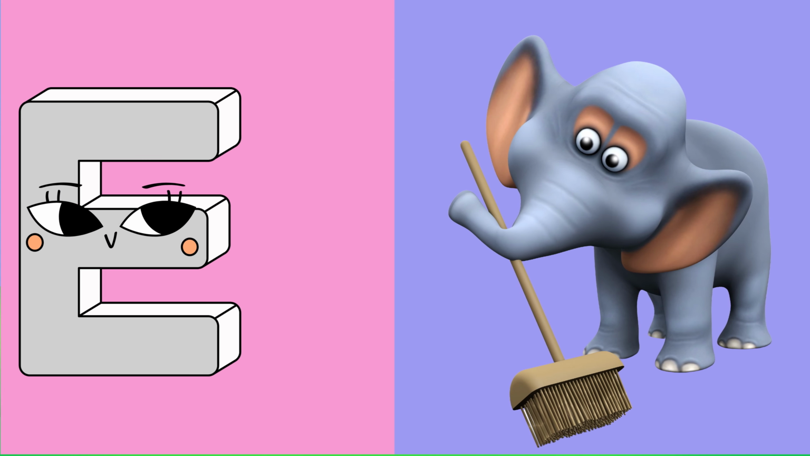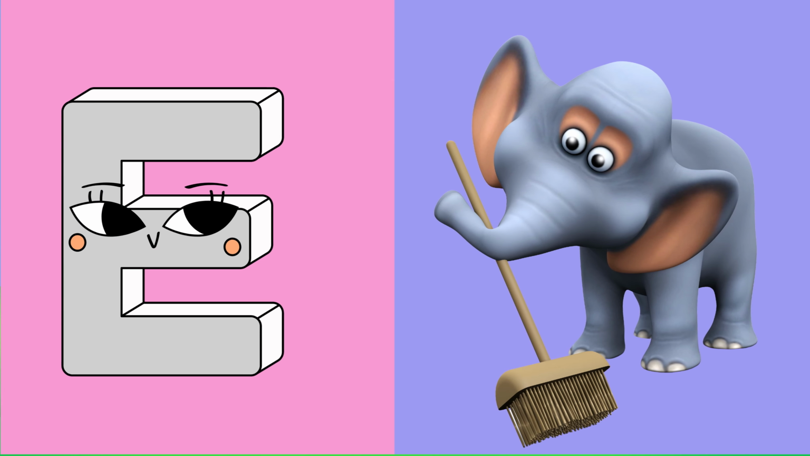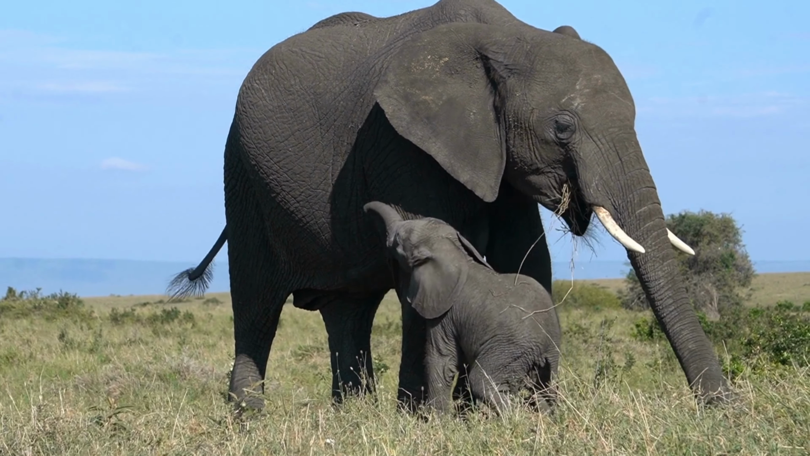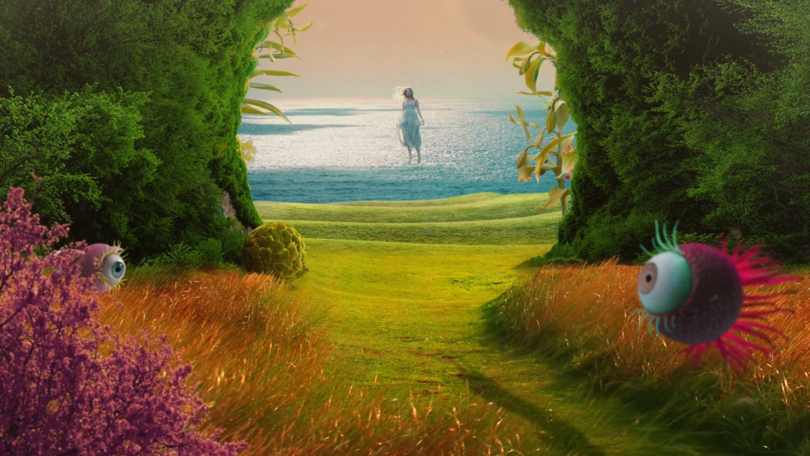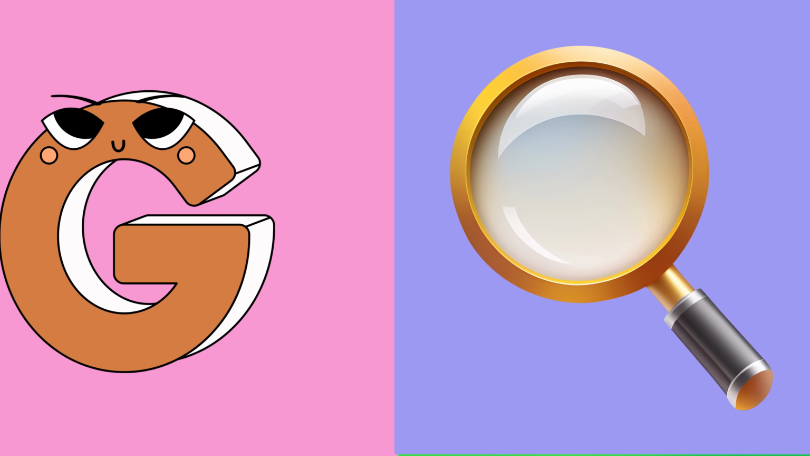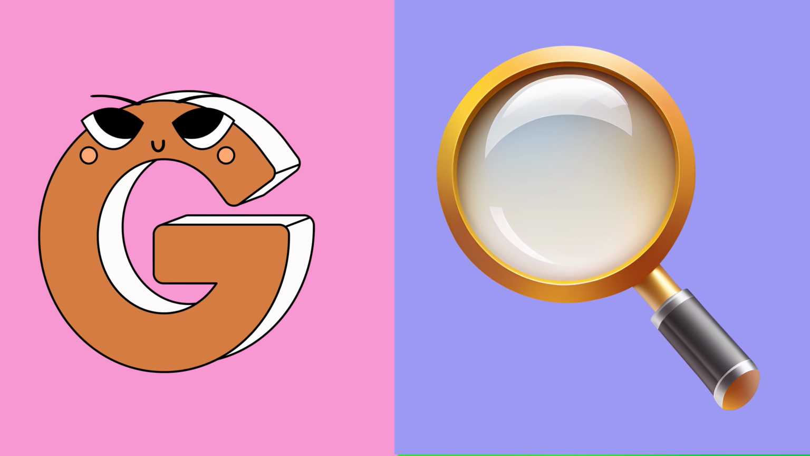E is for elephant. E, e, e, elephant. F is for fairy. F, f, f, fairy. G is for glasses. G, g, g, glasses.